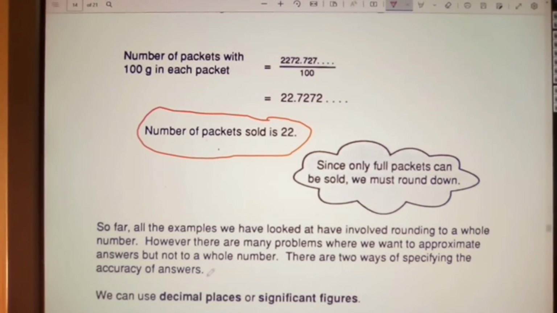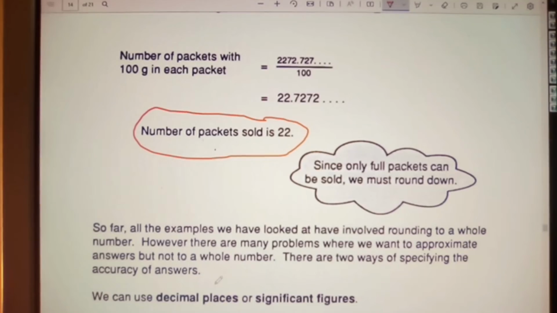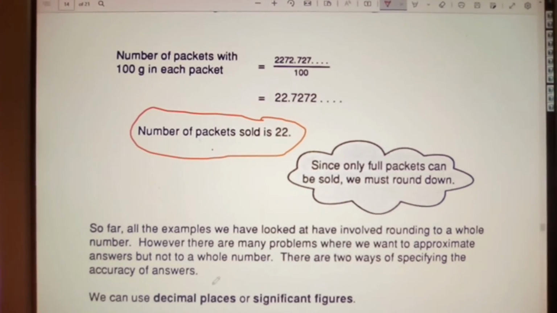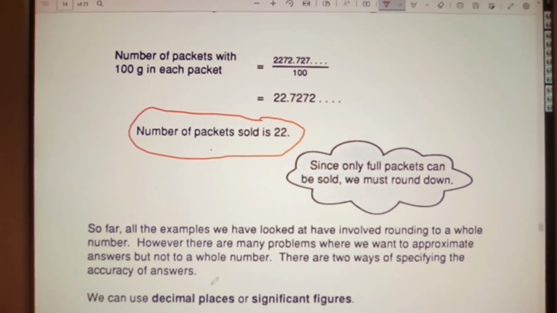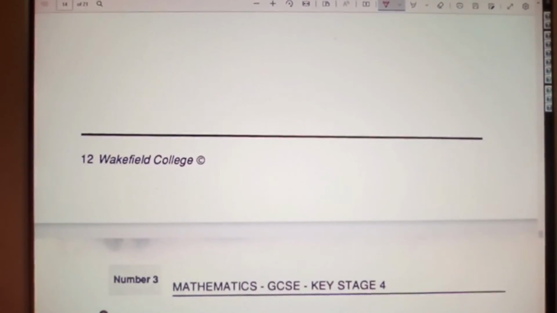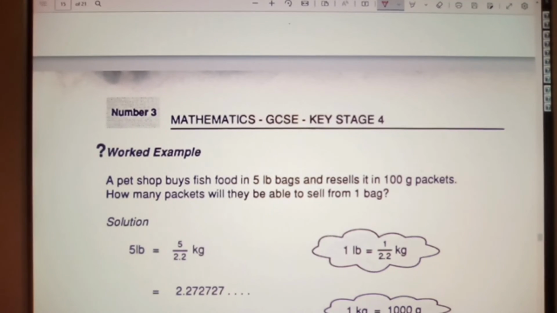Okay, so far all the examples we have looked at have involved rounding to a whole number. However, there are many problems where we want to approximate answers but not to a whole number. There are 2 ways of specifying the accuracy of answers. We can use decimal places or significant figures. And this is what I wanted to look at next time round, is to work examples in regards to decimal places.